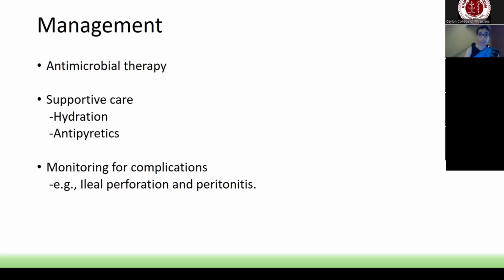So management includes antimicrobial therapy, supportive care including hydration, antibiotics, and monitoring for complications such as ileal perforation and peritonitis.